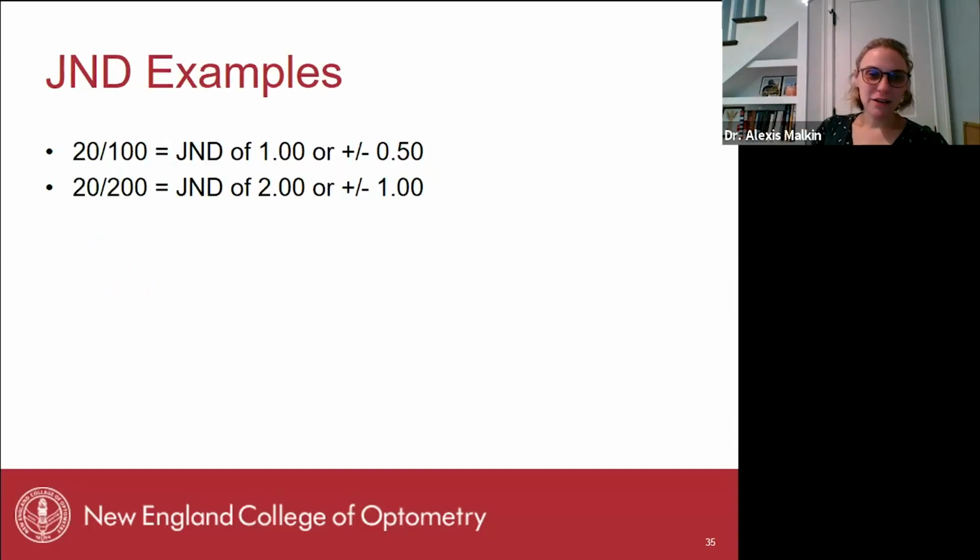But a 20/100 would be a JND of 1, which is why I think a lot of people chose plus minus 1. But that's your full difference of 1. So your bracketing lenses would be plus a half and minus a half to give you a total of 1. Just like if you had a 20/200 patient or 6/60 patient, the JND would be 2, so your bracketing lenses would be a +1 and a -1. Now, if you're unsure, I always say err on the side of the larger lens change, because you can always back off and do smaller lens changes as you work through the refraction.